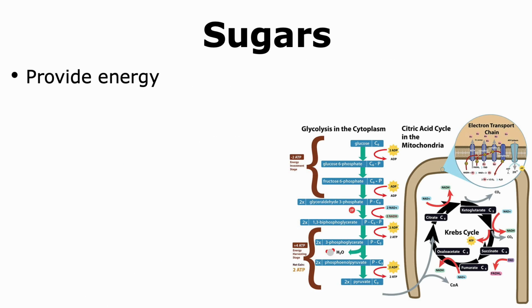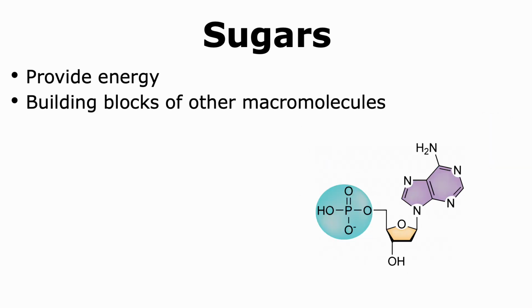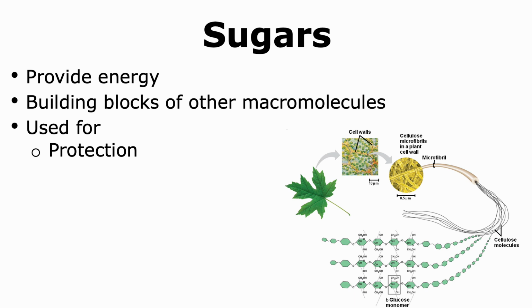Sugars or carbohydrates are important molecules that have diverse functions in a cell. They can be oxidized to generate energy molecules like ATP and NADH. They can also be used as building blocks for other macromolecules, including nucleic acids. Different organisms have also used sugars for protection purposes. For example, the cell wall of plants is made up of cellulose, and cellulose is a sugar or carbohydrate.